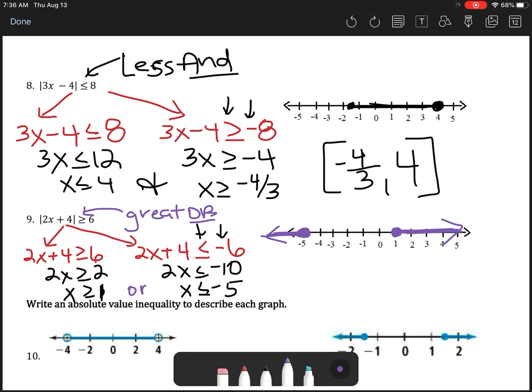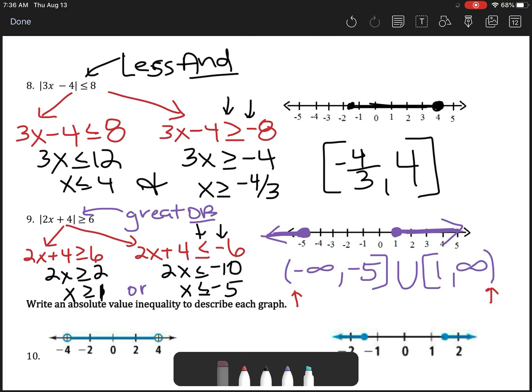Remember from yesterday, we do have a special symbol to join this when we write it in interval notation. If I wrote it in interval notation, I would have negative infinity, comma, negative 5, closed bracket. Put the union symbol to join them. Bracket, the number 1 to infinity, parentheses. Just as a reminder, always next to infinities, you'll have a parenthesis because infinities can never be reached.